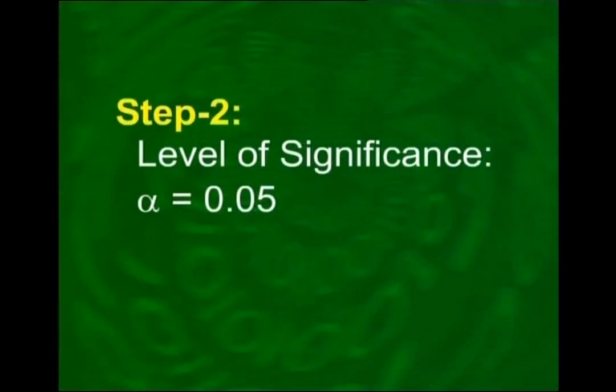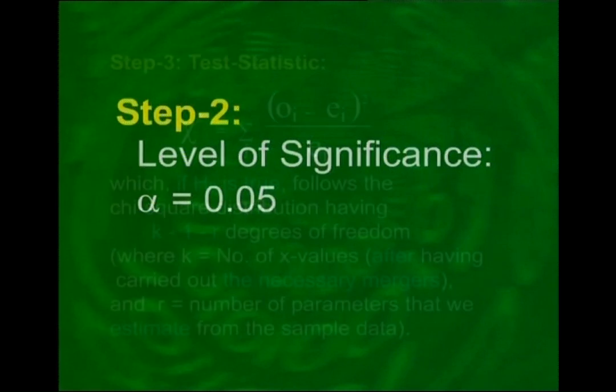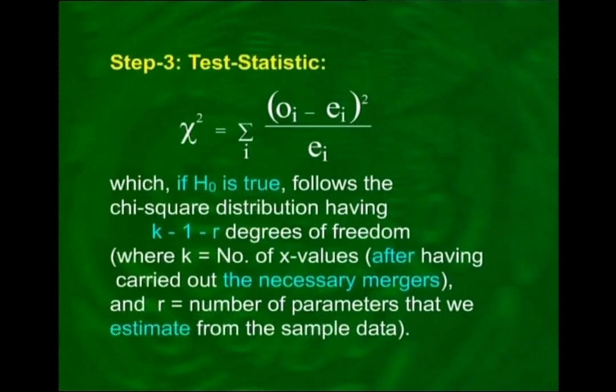This is the assumption which will lead us to the steps that we have after this. The second step is the level of significance, and we can set it at 5%. The third step is the test statistic.